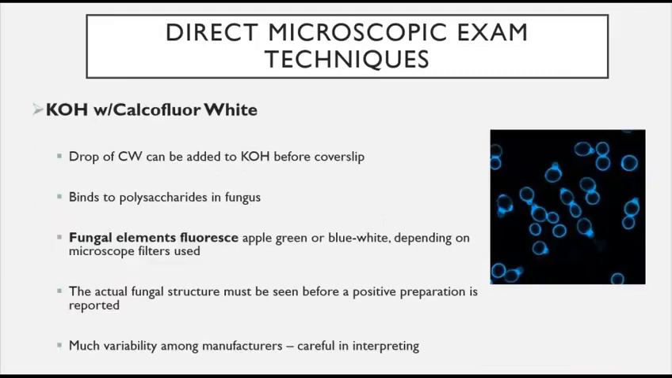KOH with the calcofluor white. The process: a drop of the calcofluor white can be added to the KOH before cover slipping. It binds with the polysaccharides in the fungus. The fungal elements will fluoresce either an apple green or a blue-white depending on the microscope filters used.